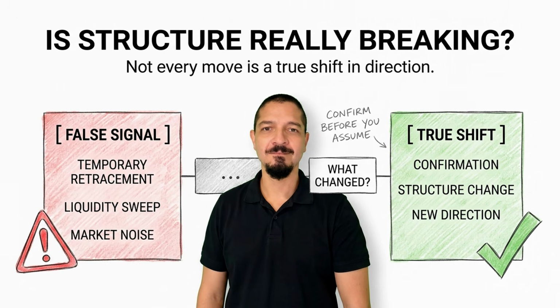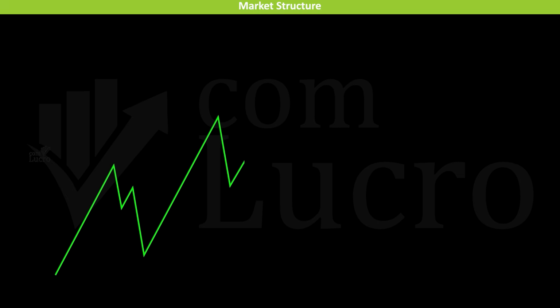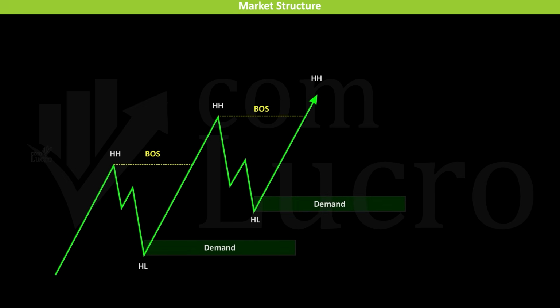Now, once you understand that not every retracement is a real pullback, the next question becomes even more important. How do we actually confirm when structure is truly breaking instead of simply creating another liquidity sweep or temporary retracement? When the market is moving in a clean uptrend and price keeps advancing, it consistently respects demand zones and breaks structure to the upside. In classical terms, it prints higher highs and higher lows.